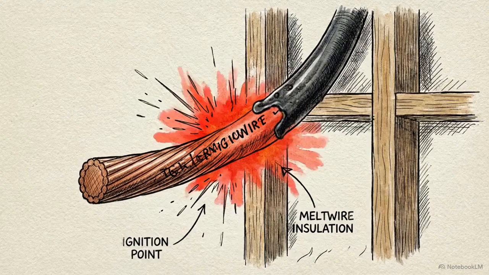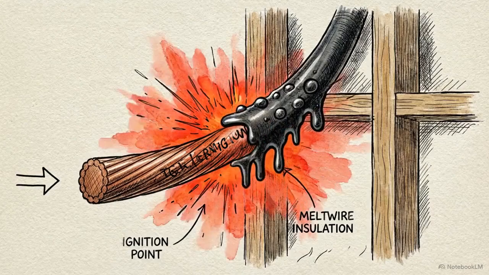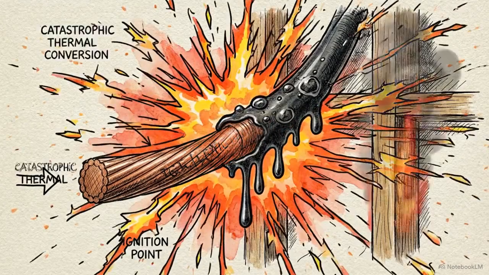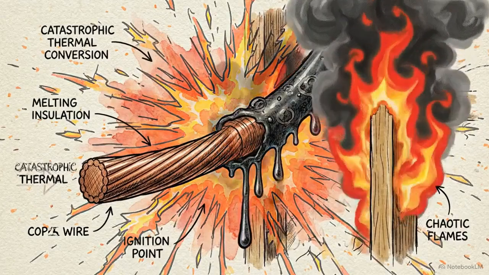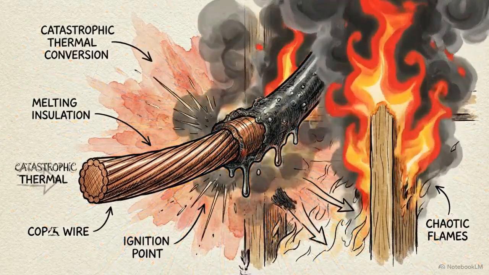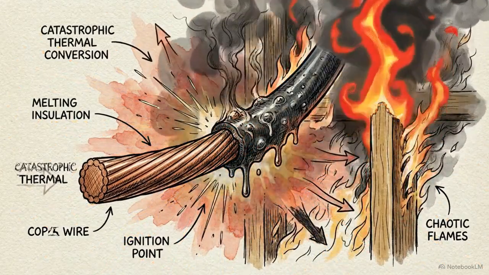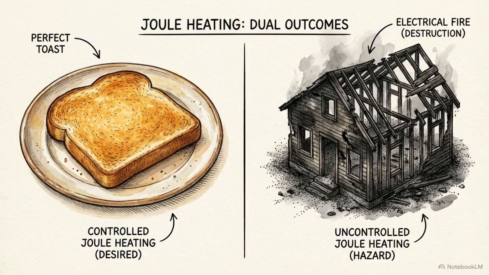During a short circuit, current spikes to massive levels, triggering an exponential heat curve. Copper wires quickly overheat, melting plastic insulation and igniting the structure. The same law that cooks food can easily compromise the physical integrity of a home.